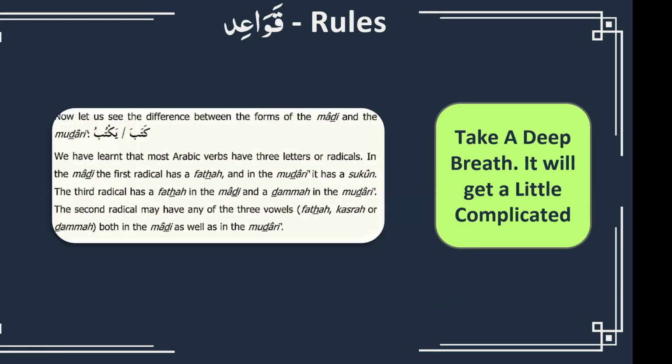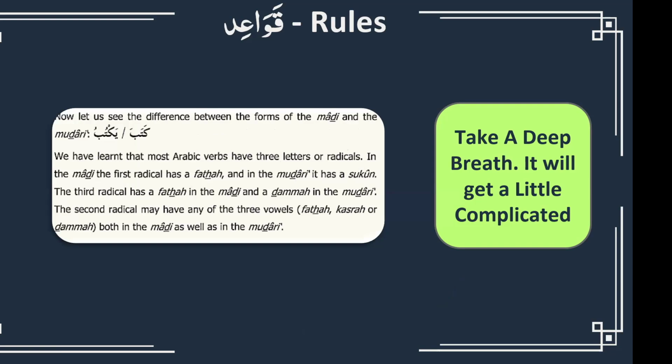Now it will get a little bit confusing. That's why I added that at the time when we were doing this lesson. We learned that most Arabic verbs have three letters, right? So ka, ta, ba, three letters. Darasa, three letters. In the madi, the first letter has a fatha, meaning kataba. So the first letter is with a fatha.